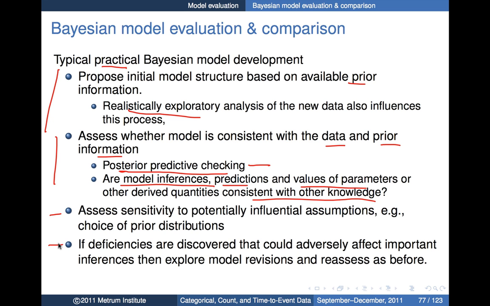And then finally, if any deficiencies are discovered through that process that might adversely affect any important inferences that are going to be made based upon that model, then you should explore model revisions and basically go right back up to the top of this process and start again. So we still have an iterative model comparison process, but it's perhaps a little bit different than the way you may have thought about it and the way it's often described in the context of population PK modeling.